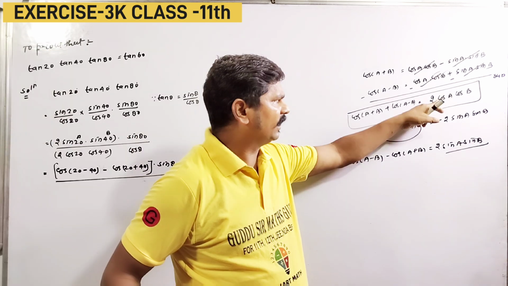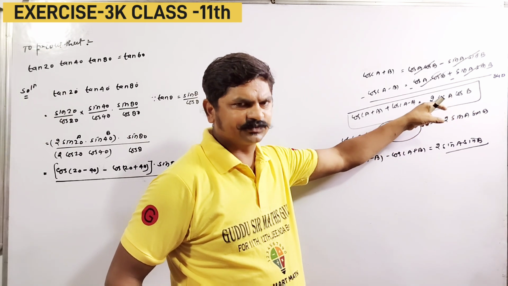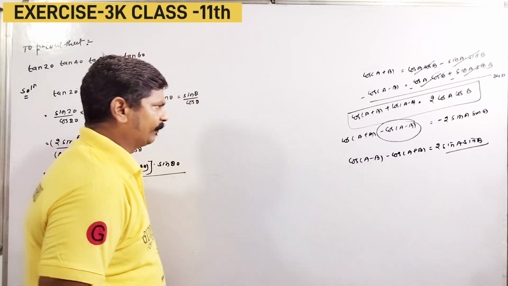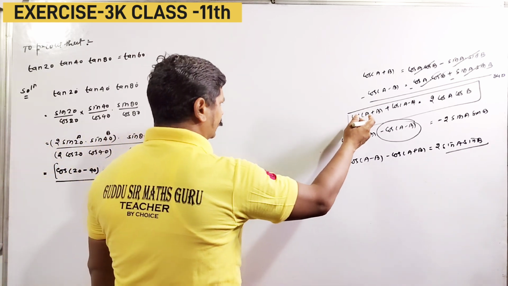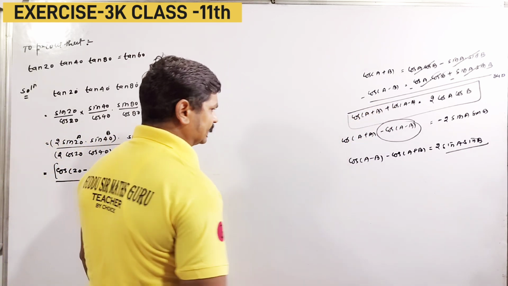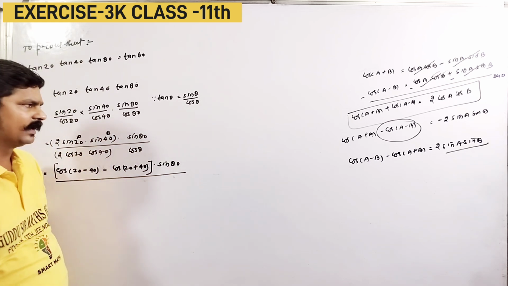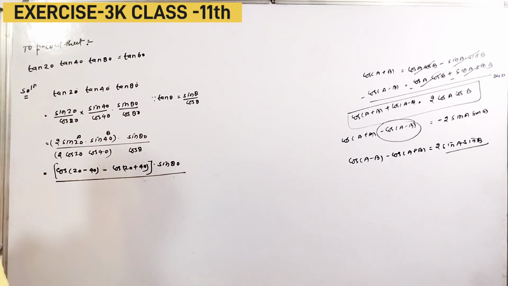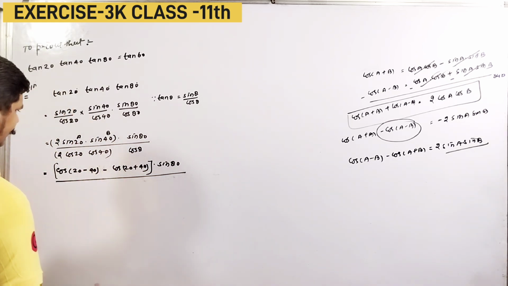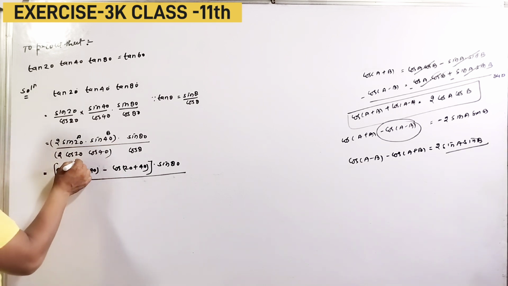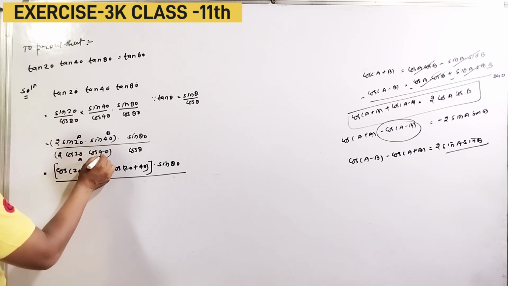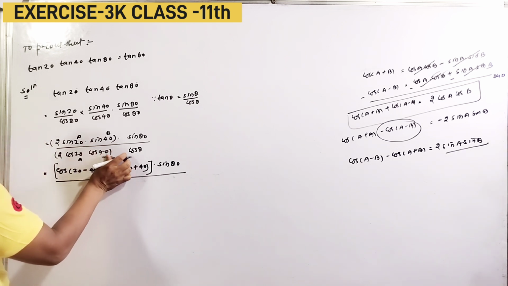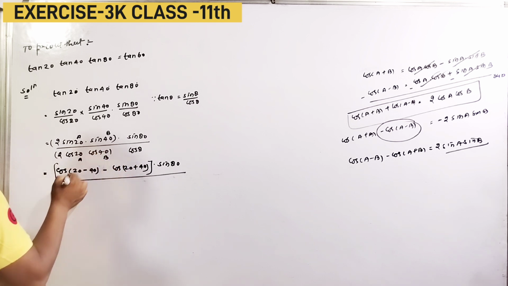You can write cos A into cos B. This formula you will apply here. When you apply this formula, you will write cos(A plus B) plus cos(A minus B). And as you know, in place of A, what is here? 20, and in place of B, 40 degrees.